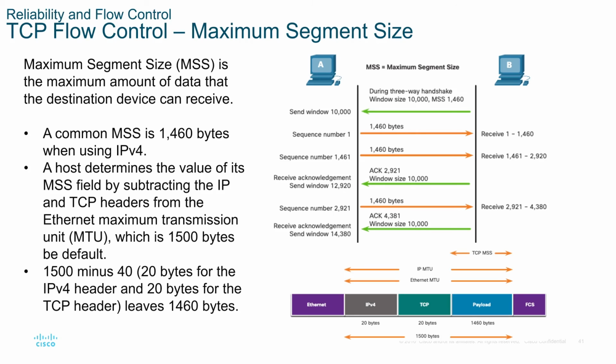A host determines the value of its MSS field by subtracting the IP and TCP headers from the Ethernet maximum transmission unit, in this case 1,500 bytes. 1,500 minus 40: 20 bytes for the IPv4 header and 20 bytes for the TCP header would leave 1,460 bytes of actual transmitted data in each packet.